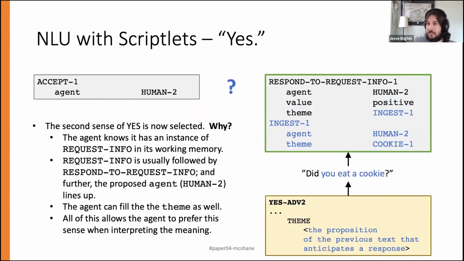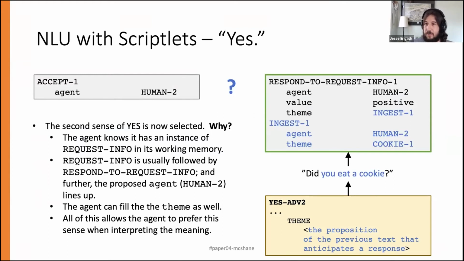And so now the did you eat a cookie question, that didn't change. The result of it never changed, that was fine. But now when we analyze the text for yes, and we look at these two different possibilities, we're now going to prefer the one on the right rather than the one on the left. And why do we do that? So the agent knows that it has an instance of request info very recently in its past and its working memory. That was there before, but it couldn't really do much with it before. But the agent knows that request info is usually followed by respond to request info. That comes from here because we just put that in there. So now the agent is in some sense anticipating it.